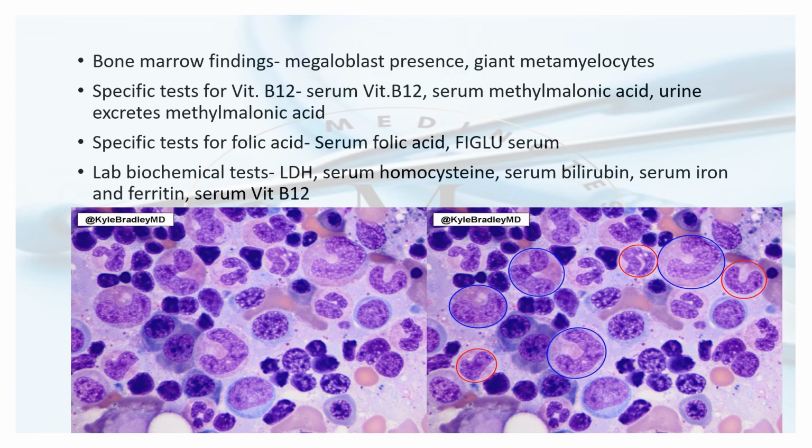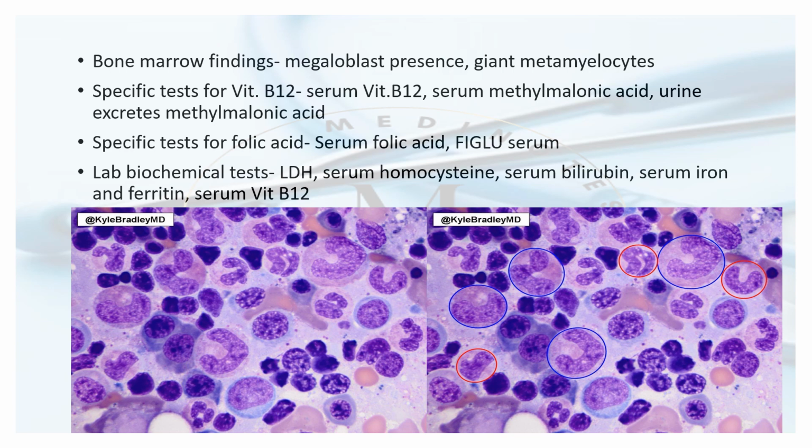Now we would have the specific tests for vitamin B12. We would go for the serum vitamin B12 test, in which the vitamin B12 would obviously decrease. Then there is a special test for vitamin B12 known as serum methylmalonic acid, in which the serum methylmalonic acid would show an increase. When you go for a urine test, it would show that the urine excretes methylmalonic acid, and the methylmalonic acid would increase.